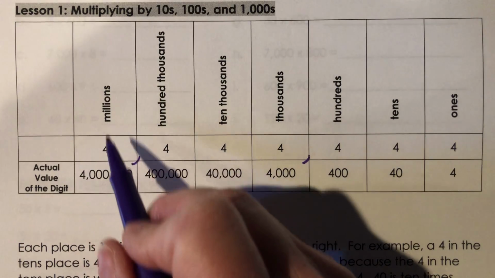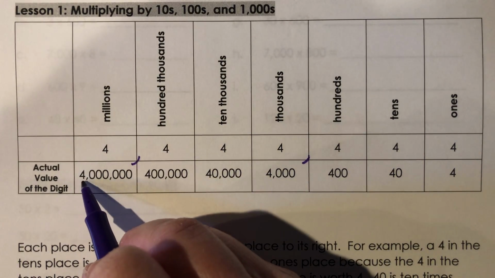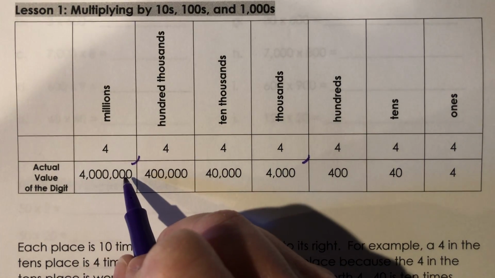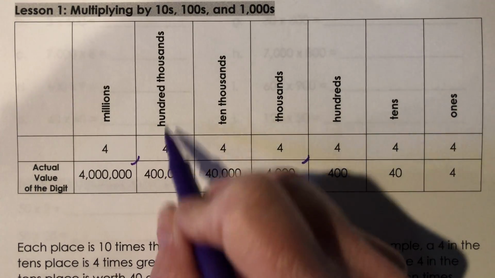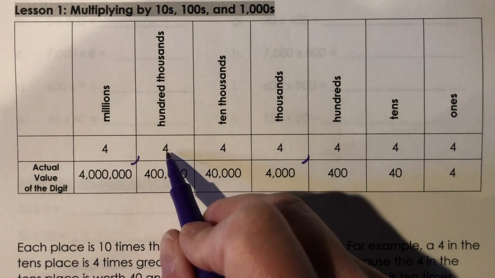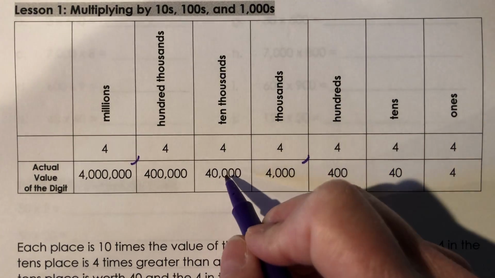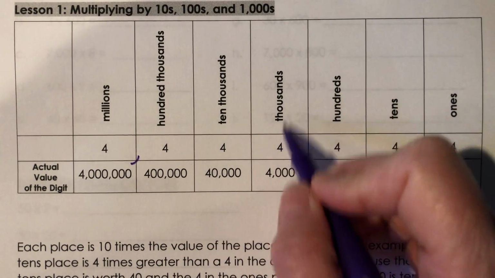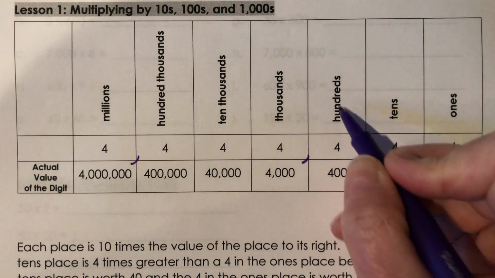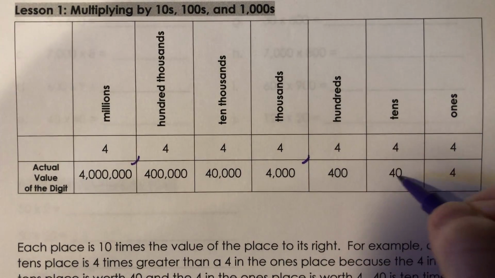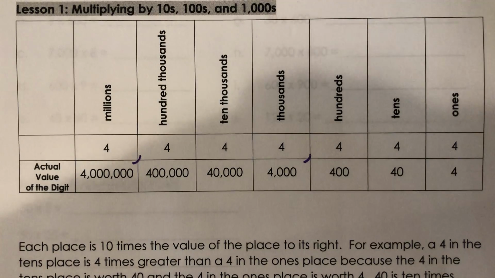And here I have the actual value of the digit. So because this 4 is in the millions place, that means it is worth 4 million, a 4 with 6 zeros. And because this 4 is in the hundred thousands place, this 4 would be worth 400,000. This 4 is in the 10,000s place, so that's worth 40,000. And 4 in the thousands is 4,000, and 4 hundreds. And 4 tens would be 40, and 4 ones would be 4.